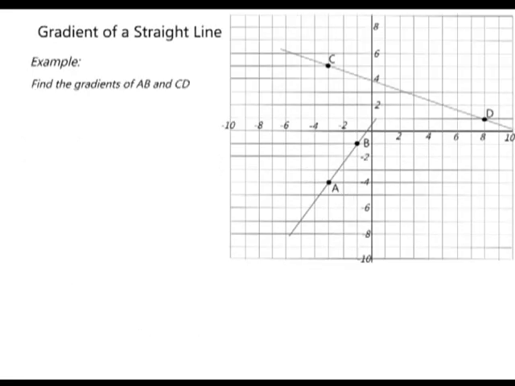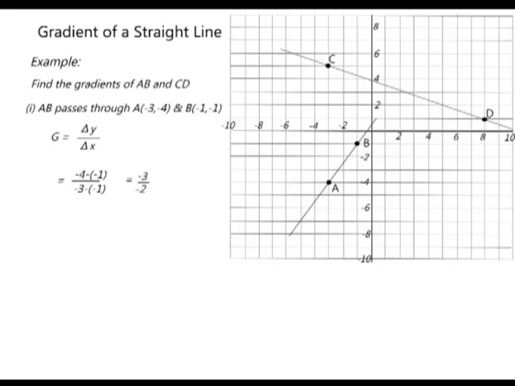Let us now find the gradients of these two line segments. We start with AB. Line AB passes through the points (minus 3, minus 4) and (minus 1, minus 1) amongst many other points. We just pick any 2 points. Its gradient is therefore given by change in y over change in x: minus 4 minus minus 1 over minus 3 minus minus 1. That gives us minus 4 plus 1, which gives us minus 3. Minus 3 plus 1 gives us minus 2, and therefore the gradient of that line is 3 over 2.